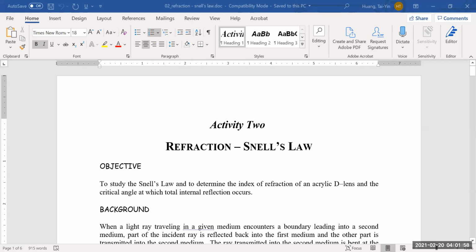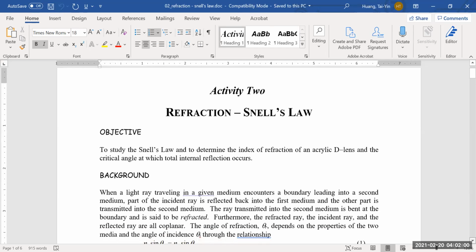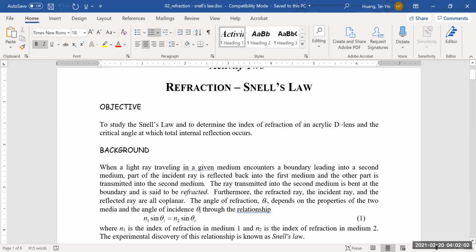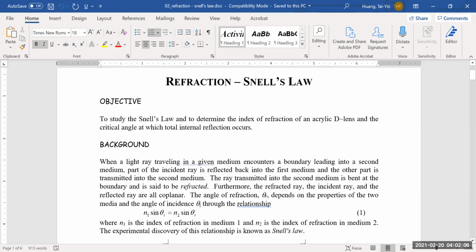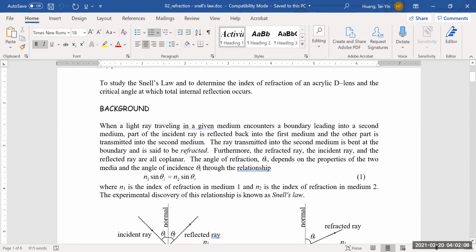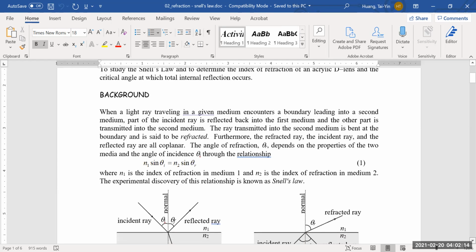Okay, so the objective of this experiment is that we want to study Snell's law and to determine the index of refraction of a D lens. So let's find out what the law of refraction, also called Snell's law, is.